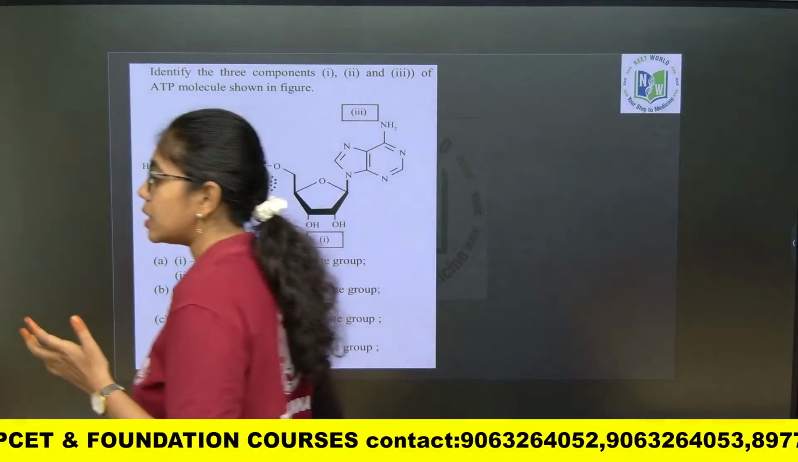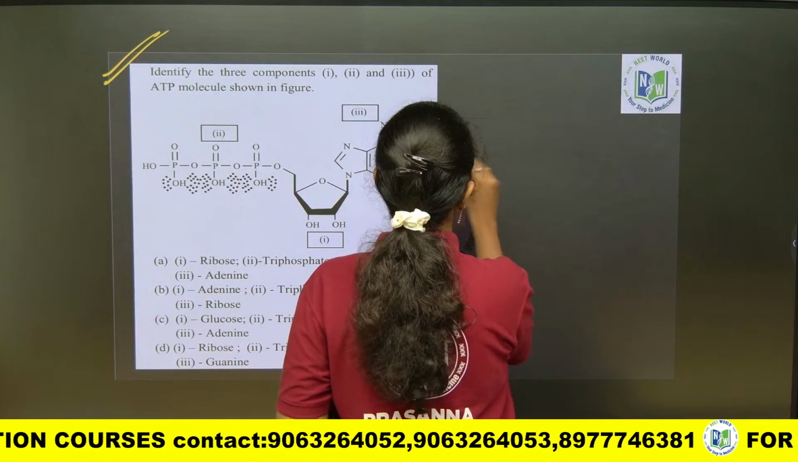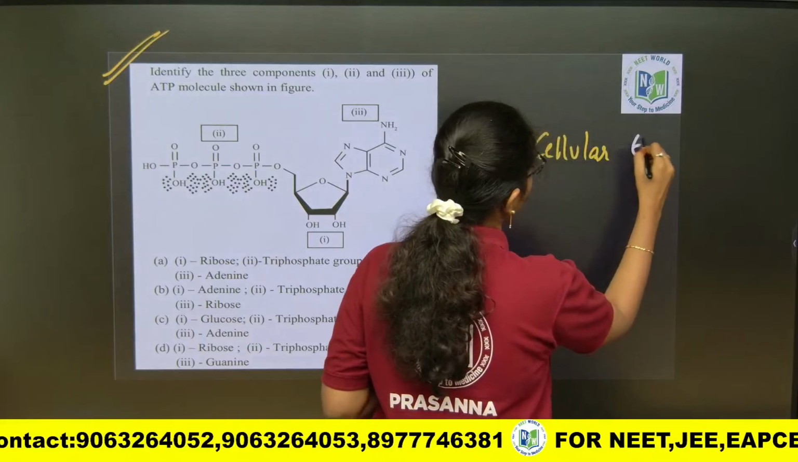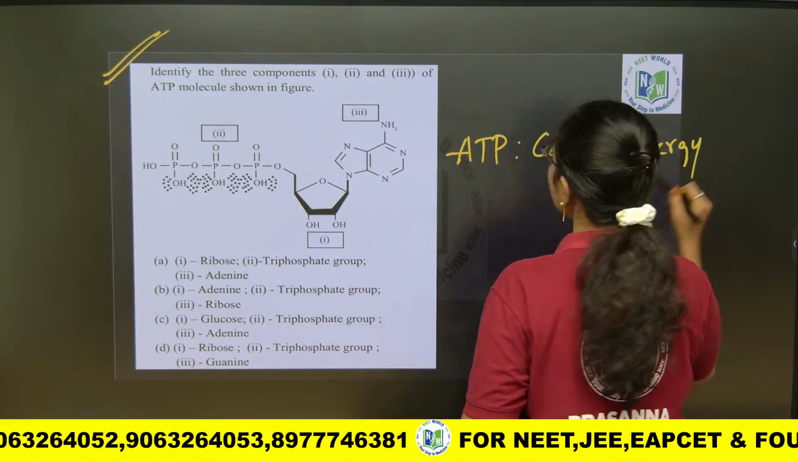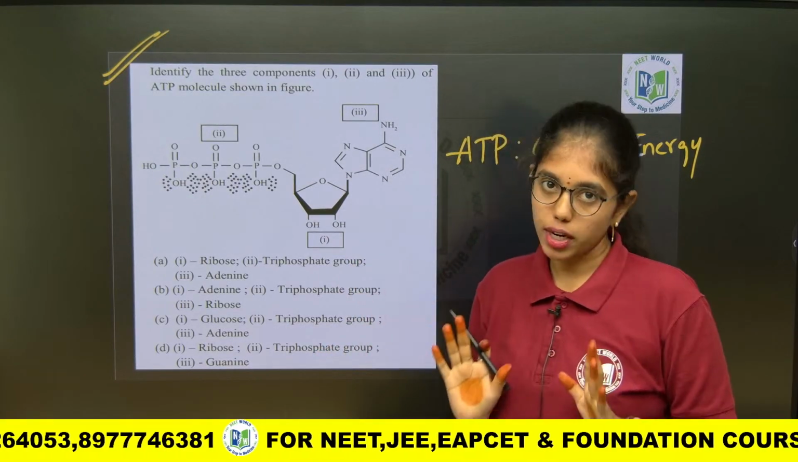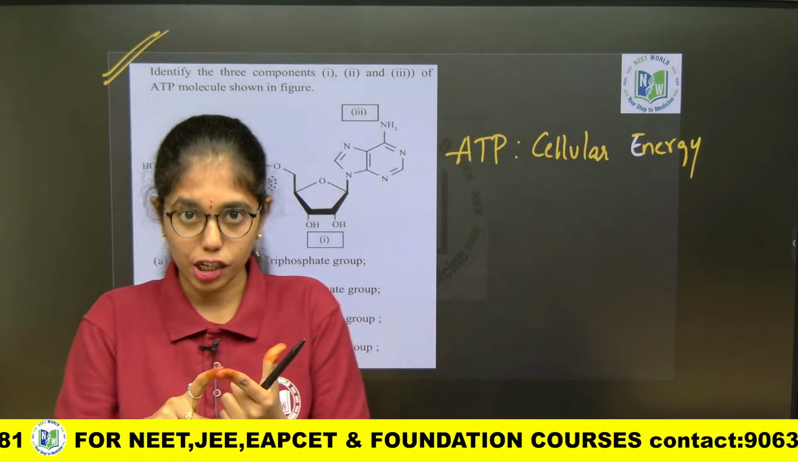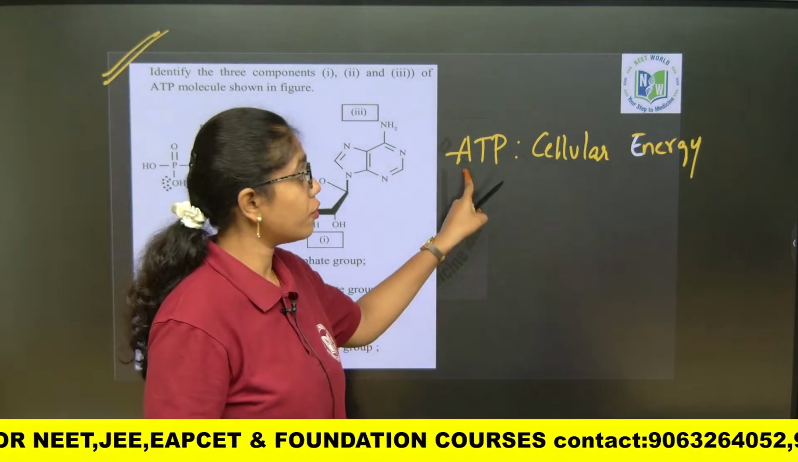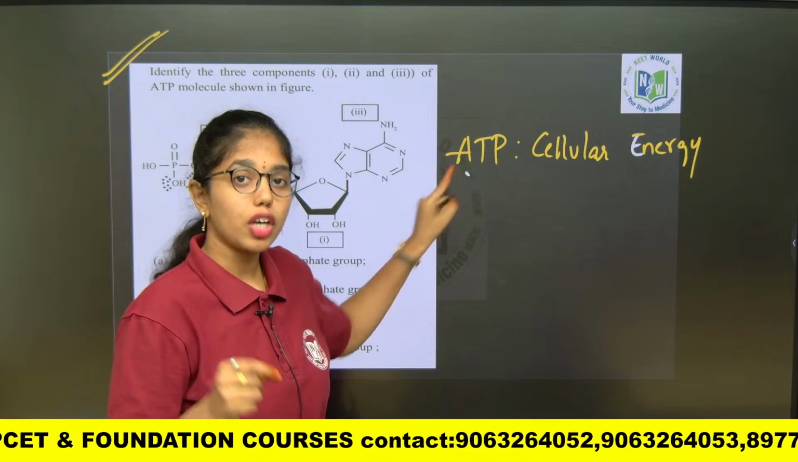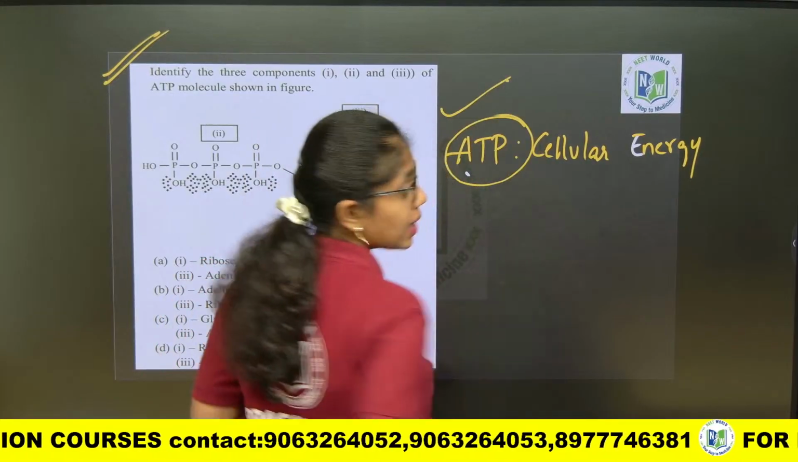Here you see, this is about the ATP molecule. We call ATP as what? Cellular energy. ATP is well known as cellular energy, because a cell uses the energy in the form of ATP to conduct all its metabolic activities. The cell will not use the energy in the form of NADH or FADH2. It will use the energy only in the form of ATP to conduct all the cellular metabolic activities. That is why we call ATP as cellular energy.